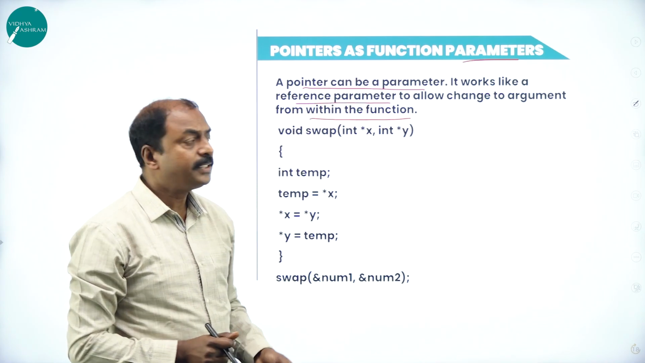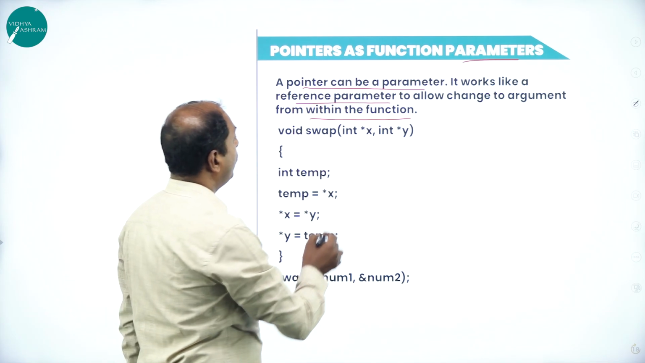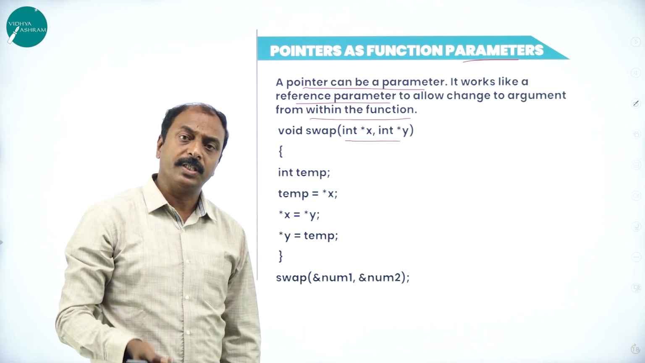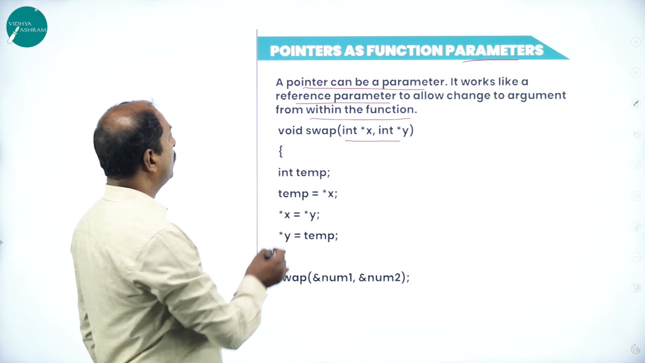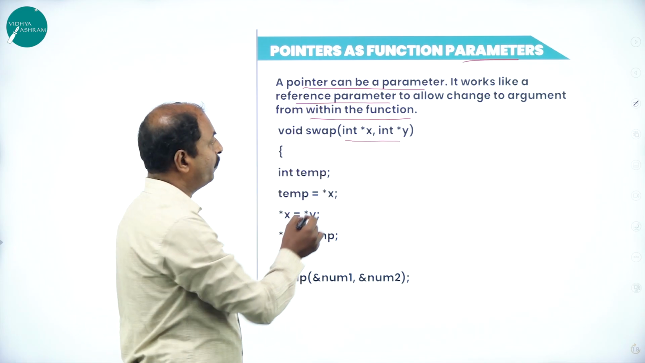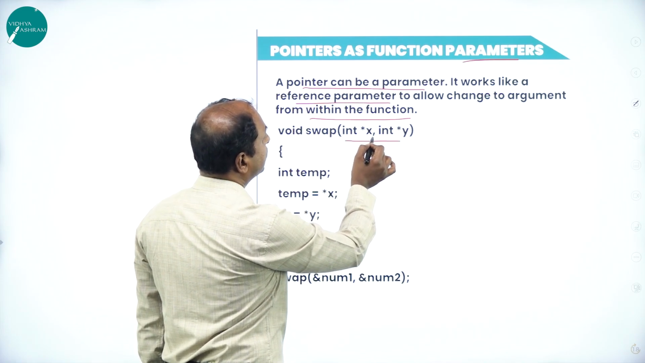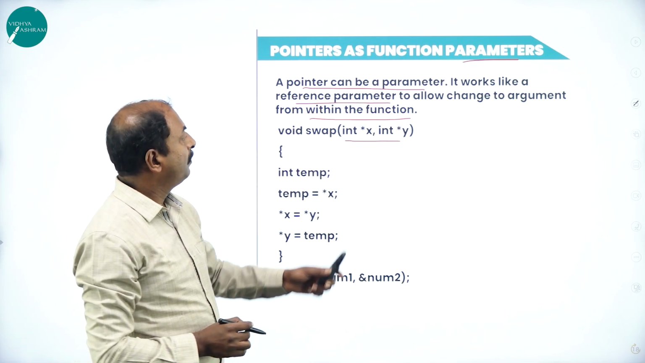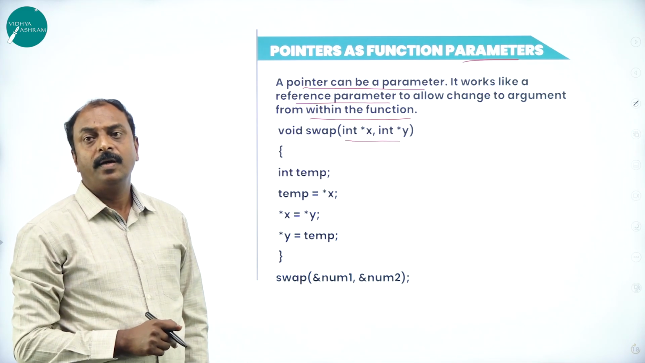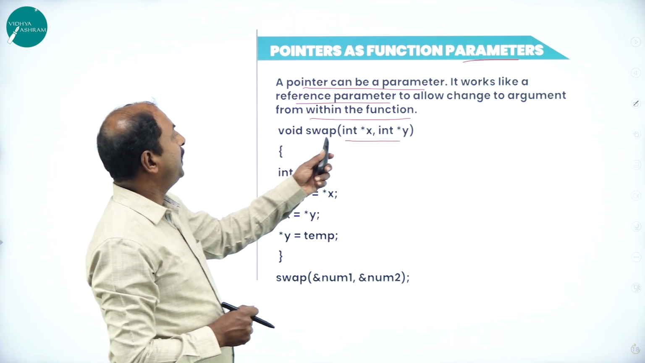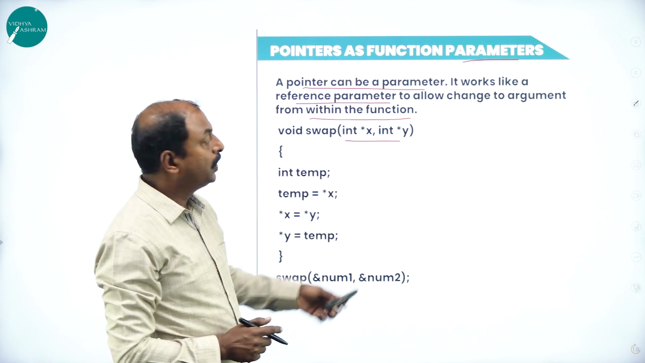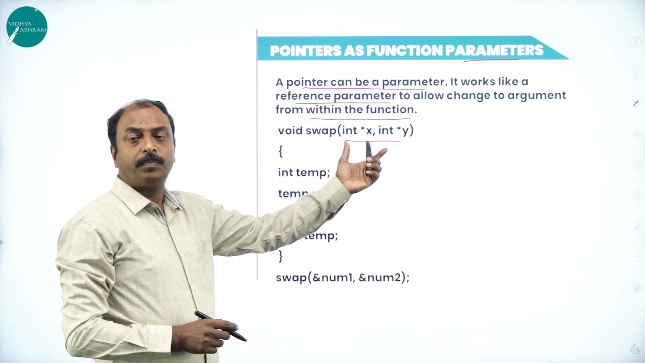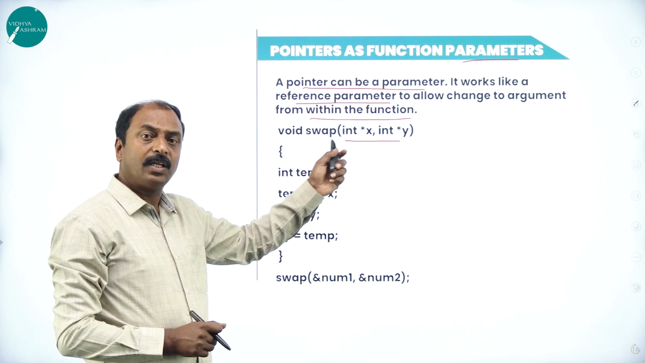The concept here is that it is also possible to have a pointer variable as a parameter or as a function argument. Look at the example. Void swap is the function with the parameters int star x, comma, int star y. It is different from a normal variable because star stands for a pointer variable. So in this function, we are passing the address, or we are passing the pointer variable as an argument.